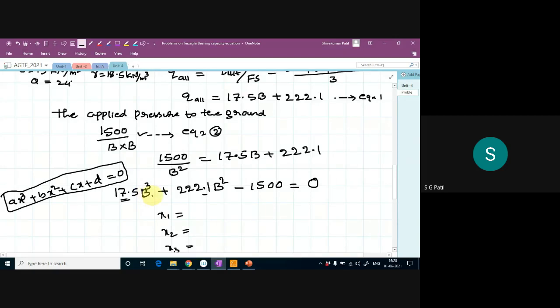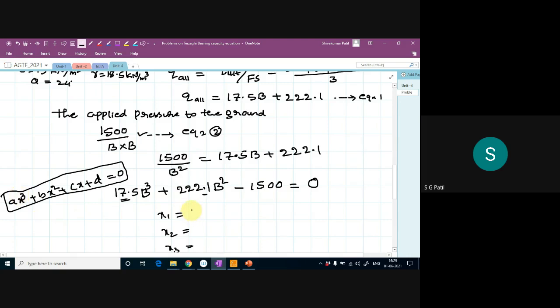You know how to solve this cubic equation? Anybody can solve this cubic equation with the help of your calculator. In the calculator, built-in functions are already there. With that built-in function, we can solve this cubic equation. It is just like your quadratic equation, ax square plus bx plus c, how you will solve it? Like that, it is a cubic equation.